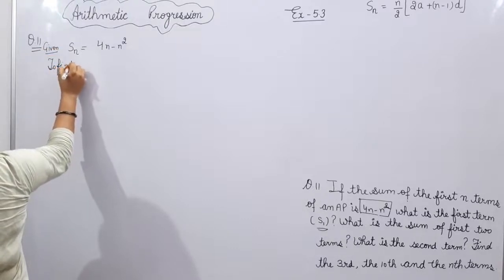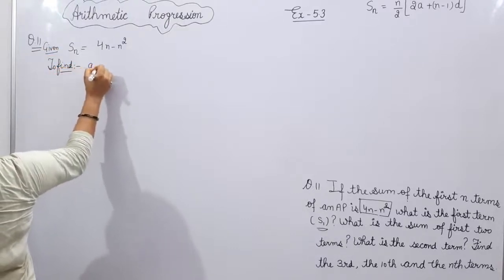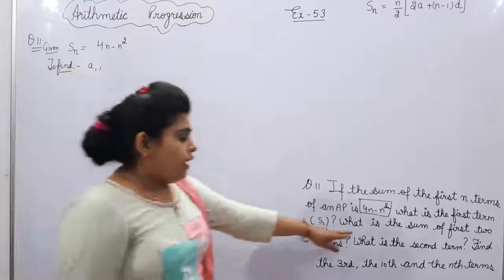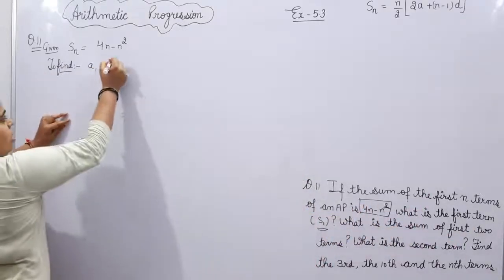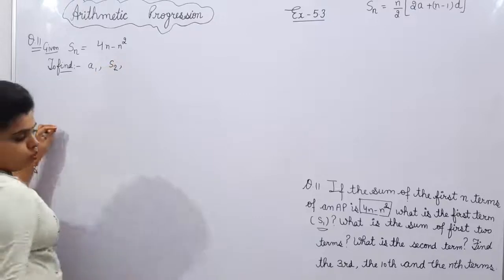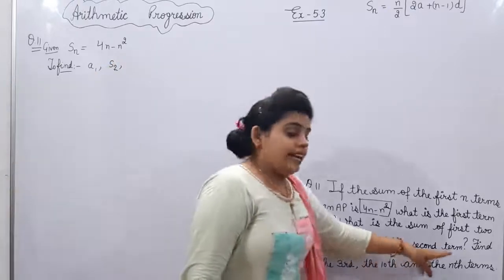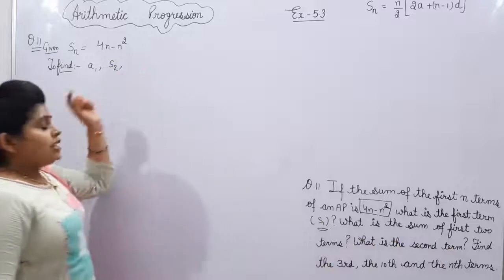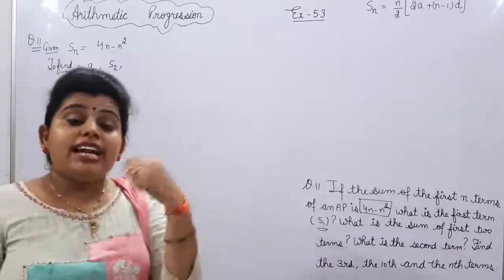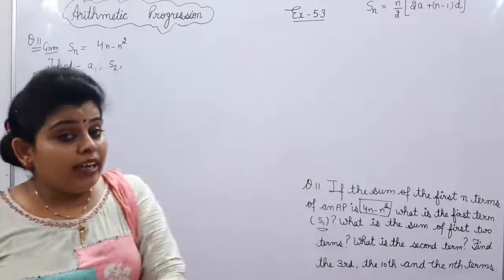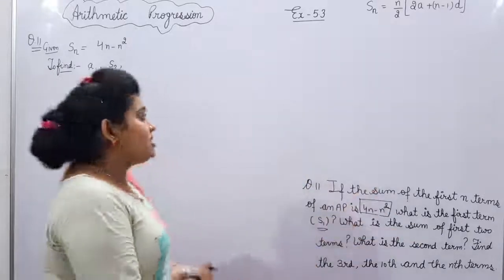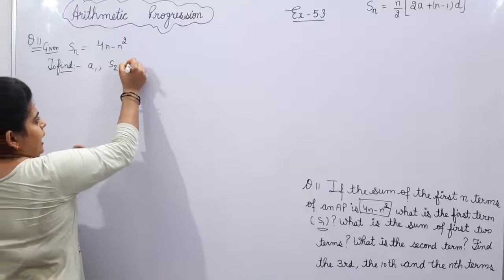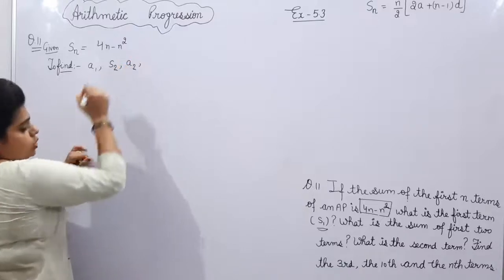To find the first term, meaning A1. What is the sum of the first two terms? S2. What is the second term? Why am I writing S2 here? Because S represents sums, and the sum of how many terms? Two terms. Then what is the second term? We represent a term by A, so we will write A2.